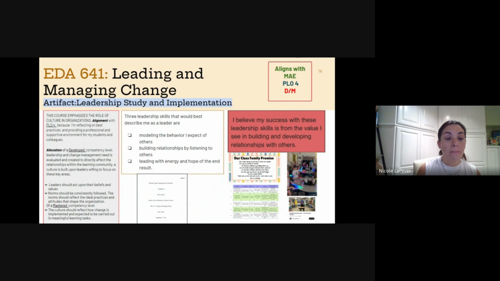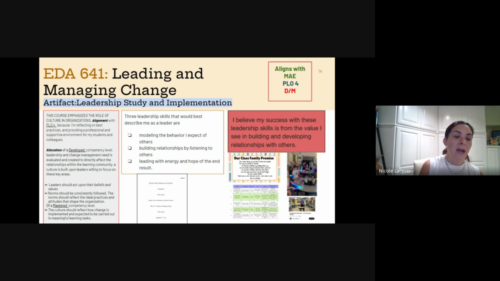Leadership for the one part was at the developed competency level. This is the part where leadership and change management always need to be evaluated, how it directly affects the relationships within my classroom, my own learning community and campus, and even how the campus culture affects our surrounding community in our town. Leaders should act upon their beliefs and values, and norms should always be followed.